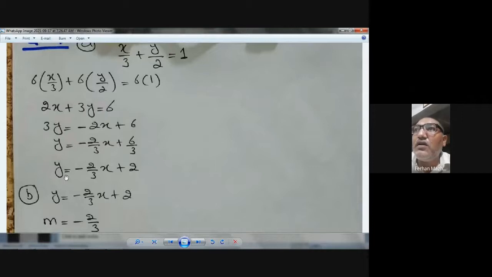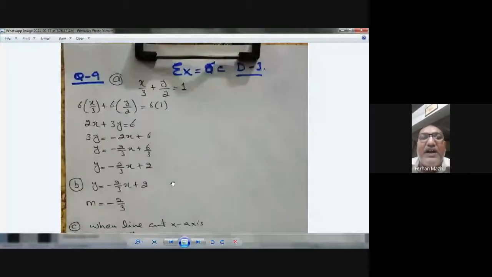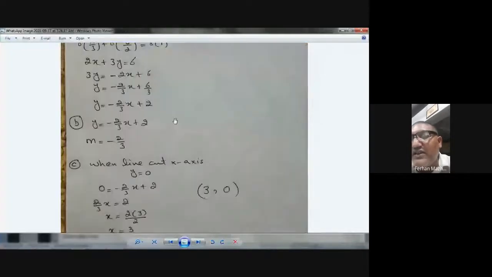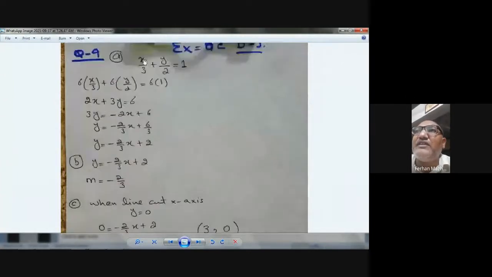Yes, sir. Okay. So now we are going to its B part. In the B part, the question number 9 B part is find the gradient of this line. The equation of this line, this is the equation of that line, and I made the y subject of the formula. You can see here. So he wants us to find out the gradient of this line.